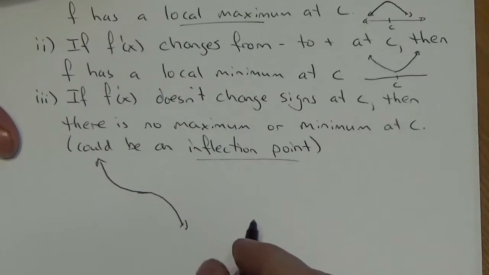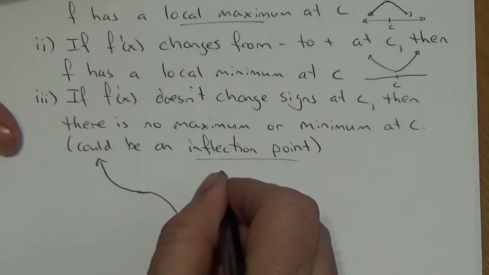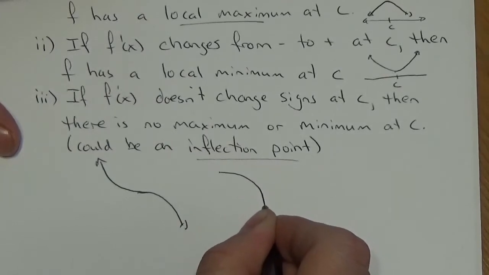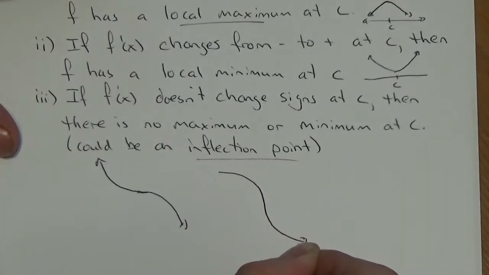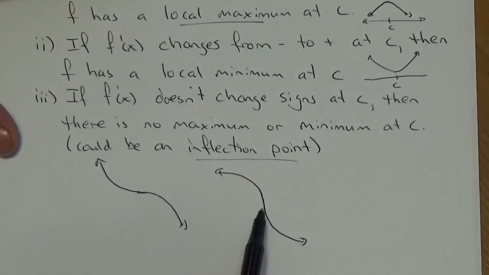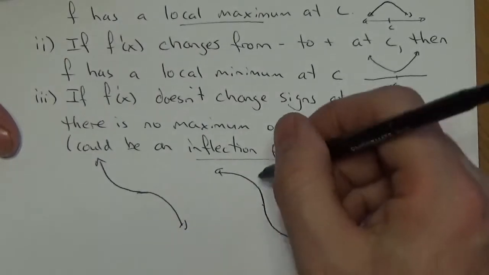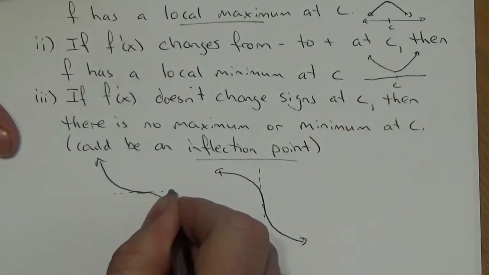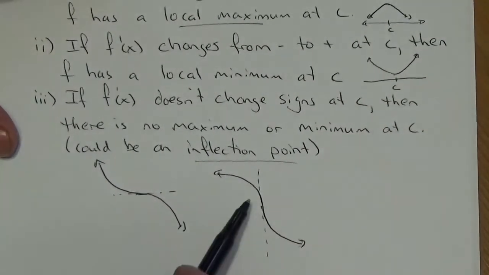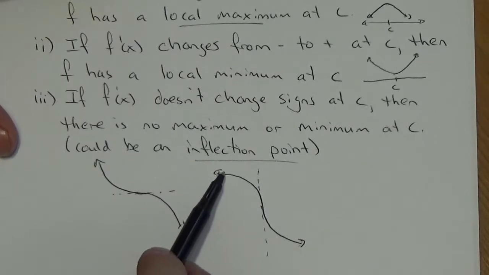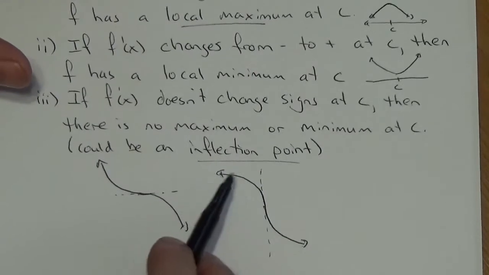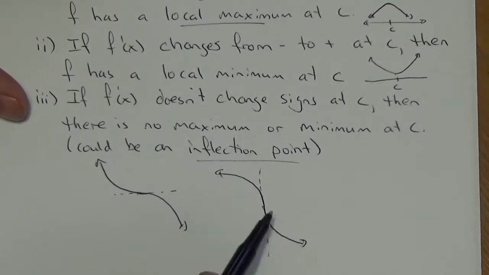Now, another way that this could occur is you could have a function that does something like this. It's still decreasing, goes like this, and then drops down like this. In this particular case, this value right here would be a critical number because the slope of the tangent is undefined. Here, the slope of the tangent is 0. Here, the slope of the tangent is undefined. Again, notice that it's decreasing to the left, decreasing to the right, but the concavity has changed. The type of curvature has changed.